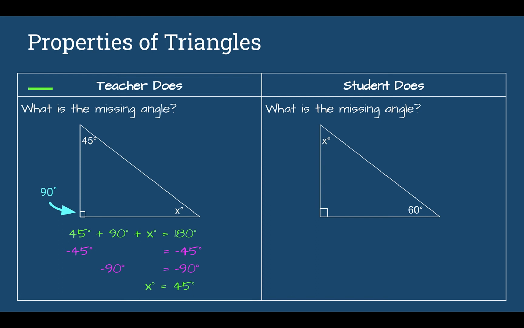Pause the video and figure out your missing angle. Let's check. You should have figured out that x is equal to 30 degrees because 30 plus 90 plus 60 is 180.